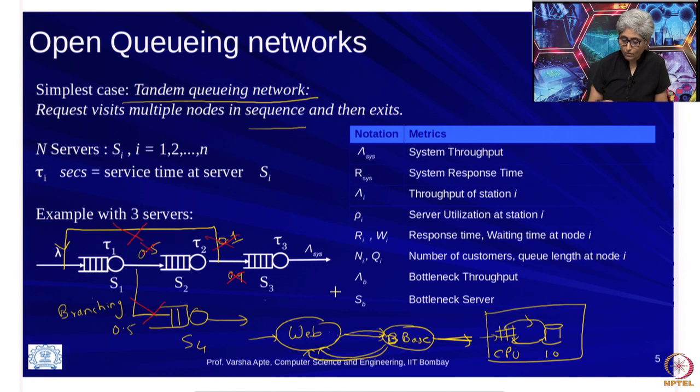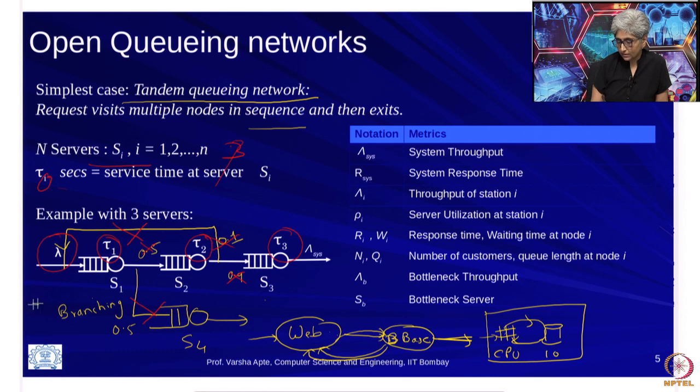Okay. So what are the kind of parameters and metrics that we can define for such a network? We can have n servers in the tandem queue. Here we are seeing an example with 3 servers. Of course, we have the tau i. All of the tau and other metrics that we had seen for a single node are going to get a subscript i, which shows that it corresponds to server i. So we show the servers as S1, S2, S3. Tau 1 is the service time at server 1, tau 2 is the service time at server 2, tau 3 is at server 3. And then we have one external arrival rate.